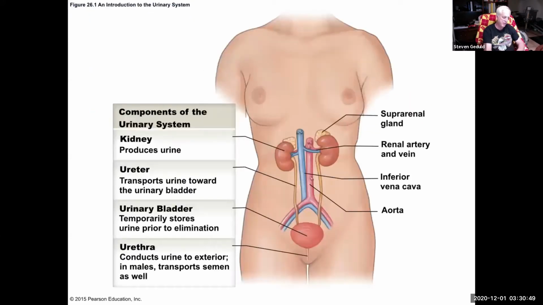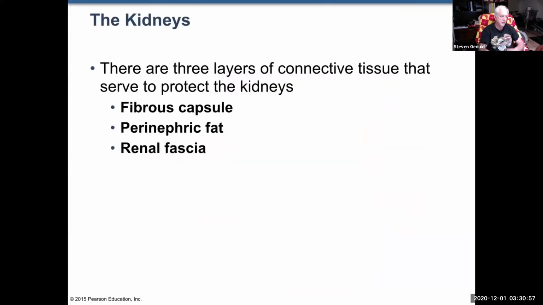We did that here. You have the kidney and the adrenal gland, and you can see on top of each one. The kidney goes to your ureter, urinary bladder, to the urethra. There are three layers of connective tissue that protect the kidneys: a fibrous capsule, perinephric fat, and renal fascia.